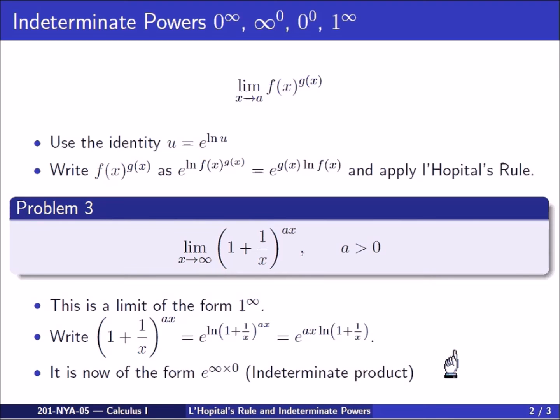It is now the form e to the infinity times 0. So the exponent is an indeterminate product. That's because ax goes to infinity. And because 1 plus 1 over x is approaching 1, ln of the entire thing is approaching 0 due to the fact that ln of 1 is equal to 0.